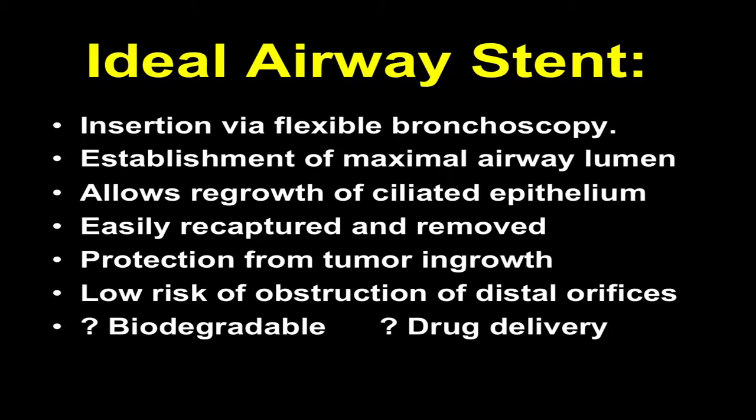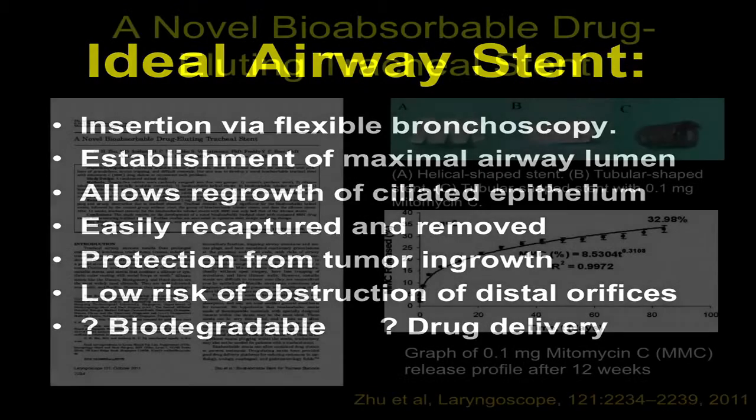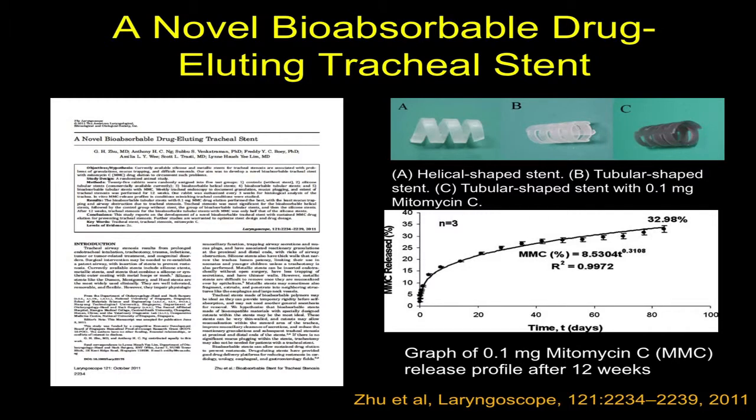So the ideal airway stent, if you were a pulmonologist, would be inserted through a flexible scope. It would establish a maximal airway lumen. It would allow regrowth of ciliated epithelium. It would be easily recaptured and removed. It would protect the patient from tumor ingrowth. It would have a low risk of obstruction of distal orifices, and in theory would be biodegradable and maybe drug delivery. This stent does not exist, but there are stents like this which are in development.